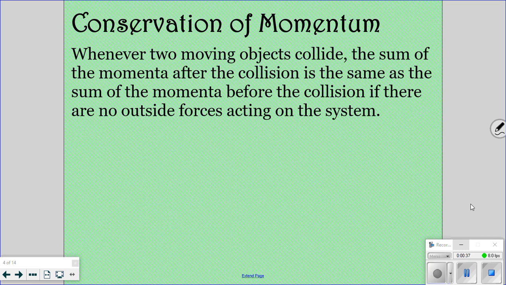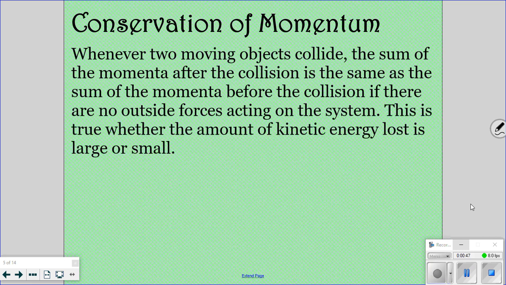Whenever you have two moving objects collide, the sum of the momenta after the collision is the same as the sum of the momenta before the collision if you have no outside forces acting on the system. This is true whether the amount of kinetic energy lost is big or small.